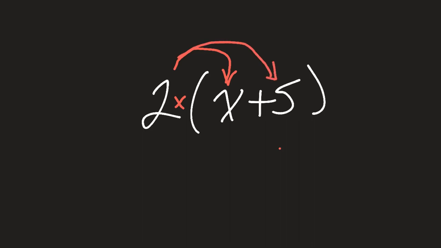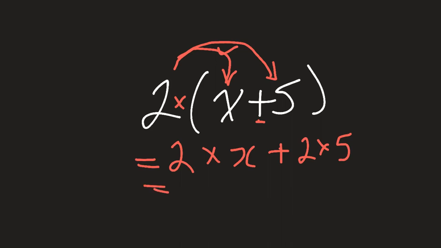We are going to have to multiply 2 times x and 2 times 5. So when you do this, make sure to keep organized. The next thing that happens is we're going to write 2 times x. That's the first arrow done. Then we write that plus sign right there. And then we do 2 times 5.